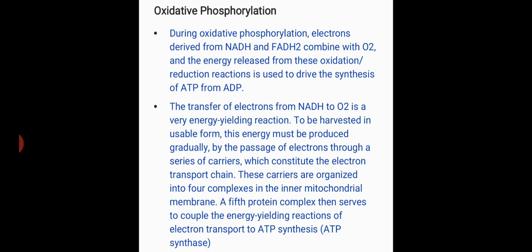Since here ATP is produced due to oxidation process, it is known as oxidative phosphorylation, unlike substrate level phosphorylation that we have seen in glycolysis and TCA cycle. Electrons that are released due to oxidation are transferred to oxygen and water molecule is formed.